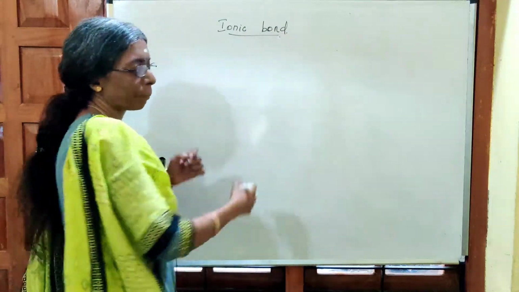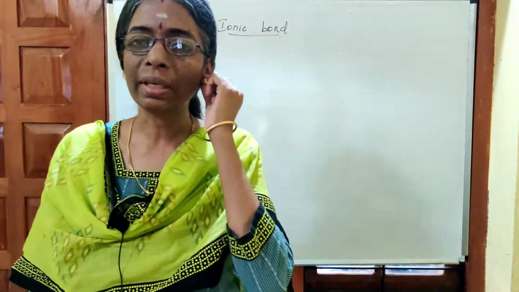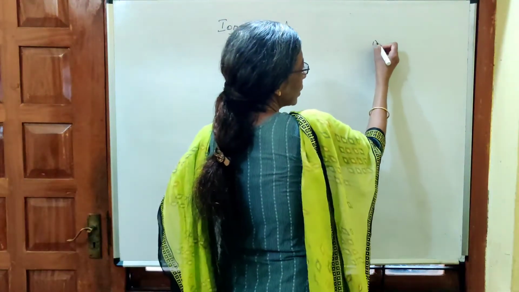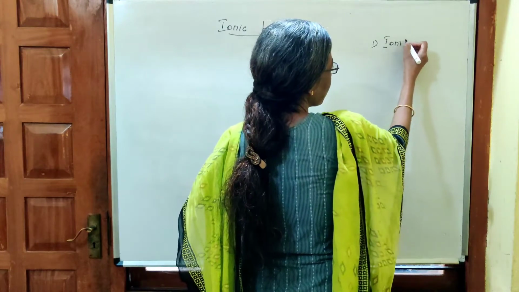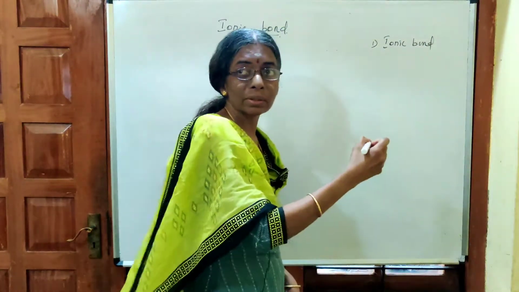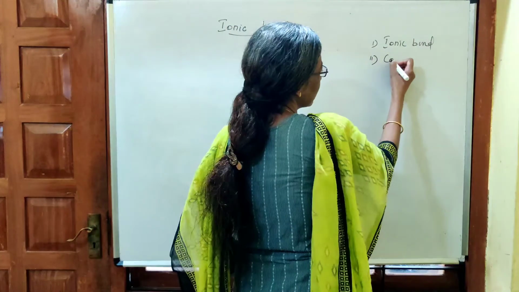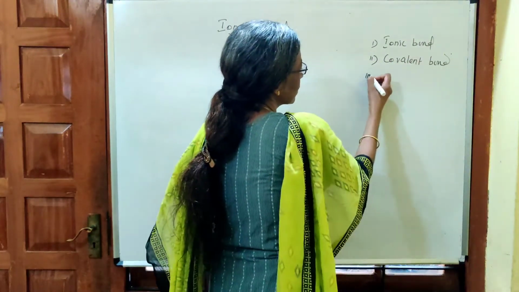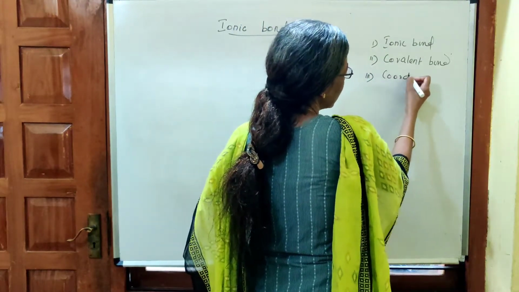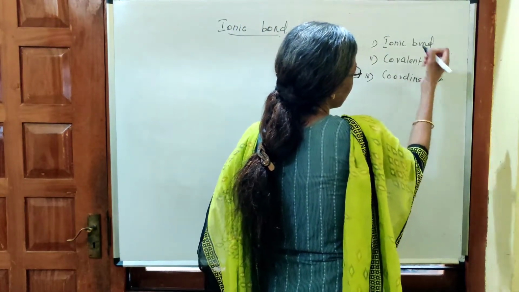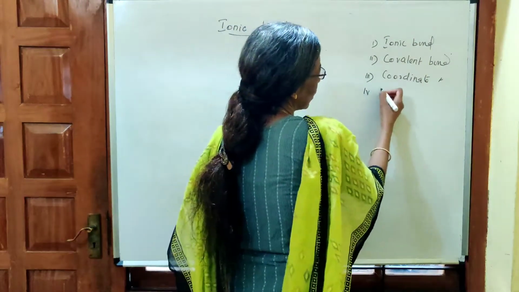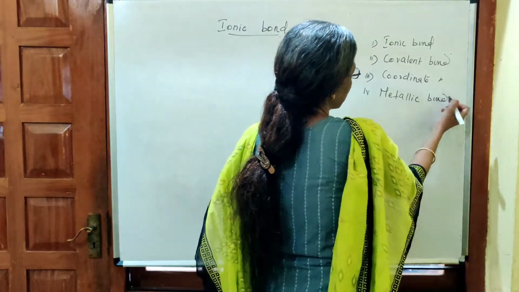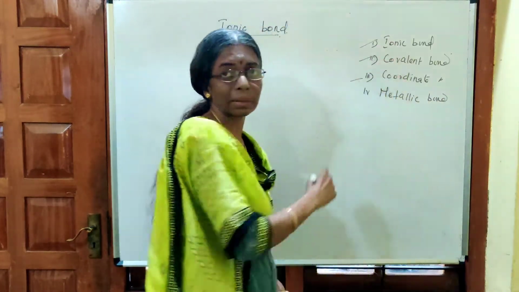Ionic bond. In the first video we have seen the different types of bonds. Number one is ionic bond. Second one is covalent bond. Third one is coordinate bond. Fourth one is metallic bond. Last time I told you metallic bond we'll study in solid state in +2. So we are dealing with these three substances.